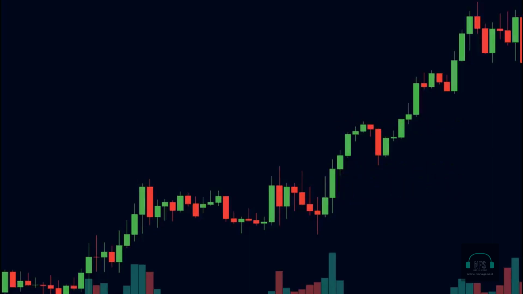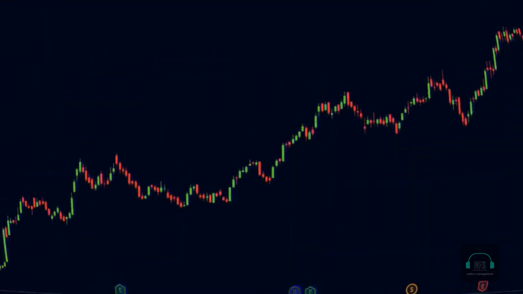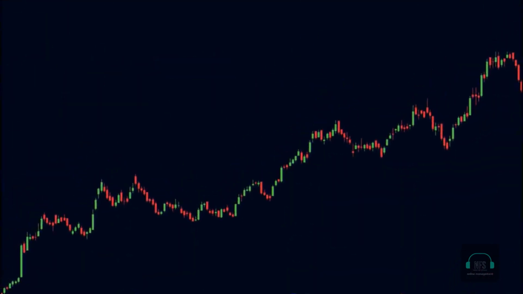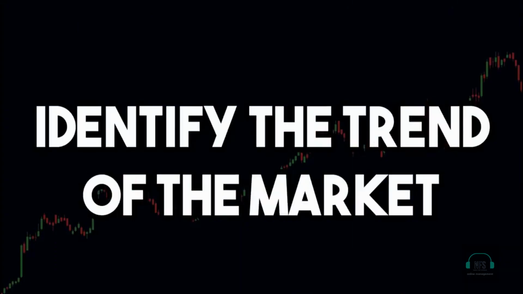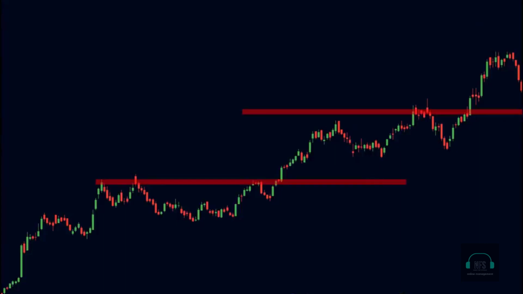So these were trading strategies on the ranging markets. Now, let's look at the strategies for trending markets. To trade a trending market, we first need to identify the trend of the market. If the price is making higher highs and higher lows, the price is said to be in an uptrend. Another characteristic of an uptrend is that the price constantly breaks resistance levels to create new highs.